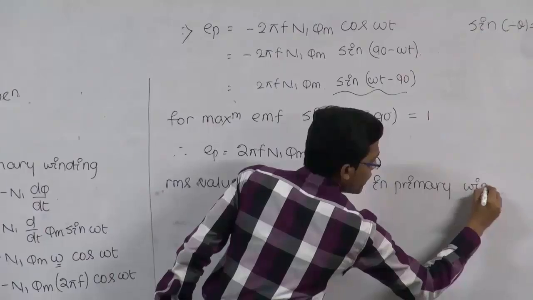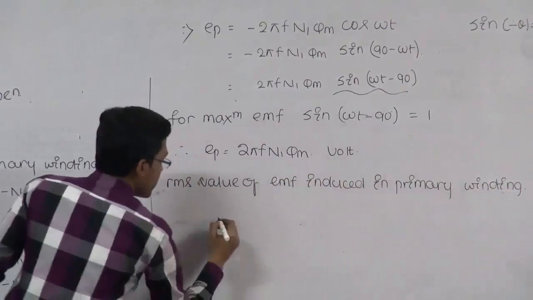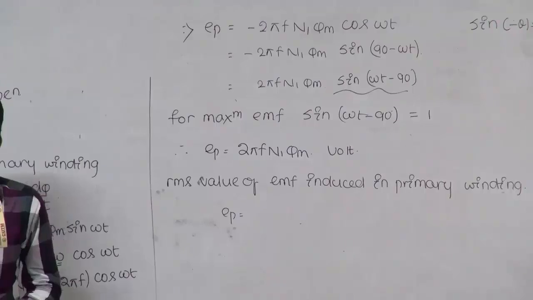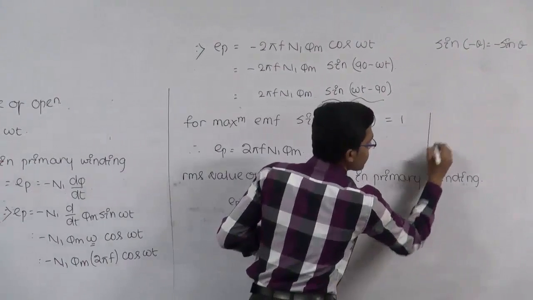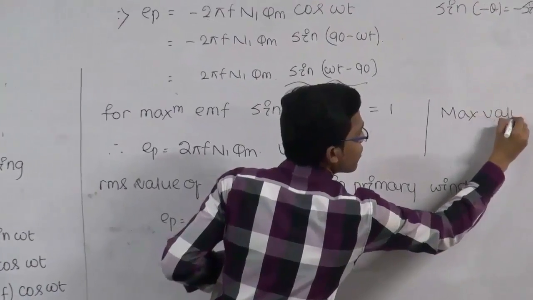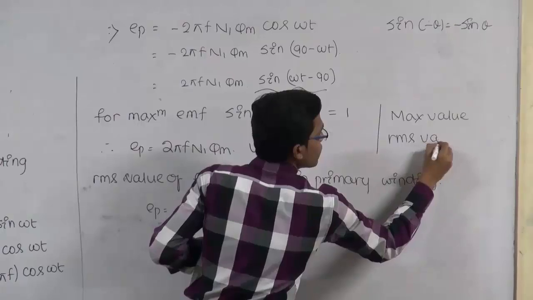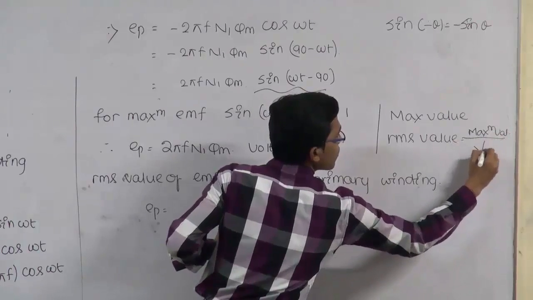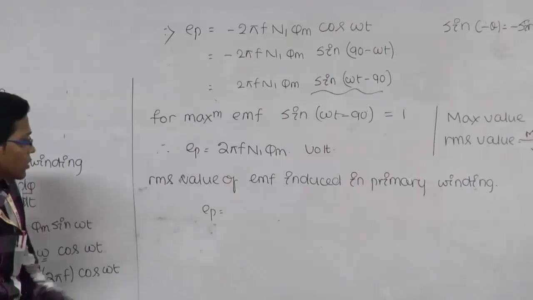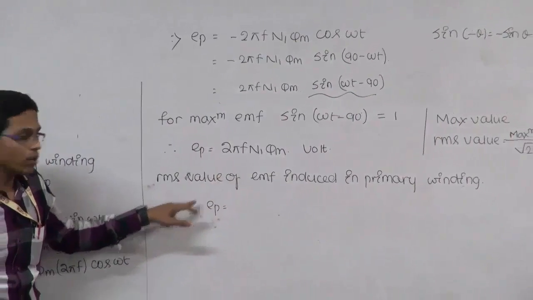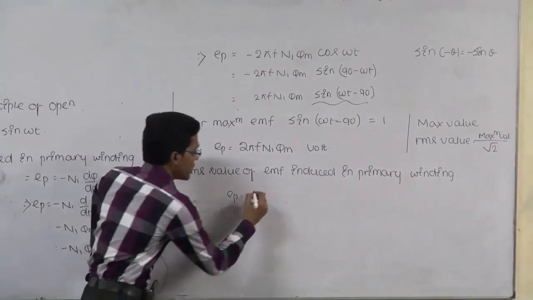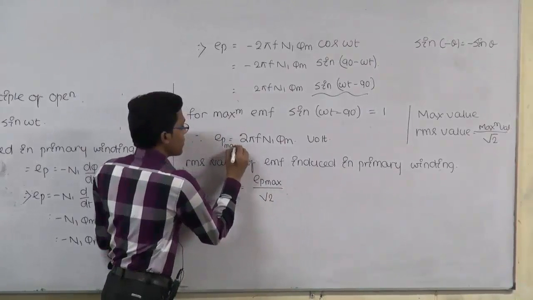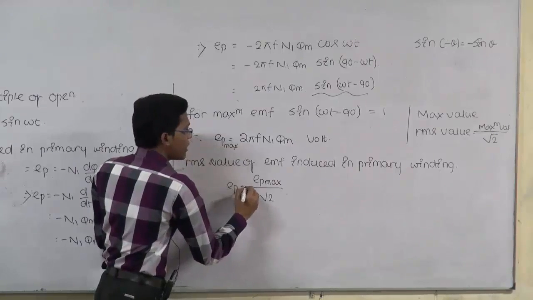The RMS value of EMF induced in the primary winding is given by EP. If you know the maximum value, how do you find the RMS value? You have to divide the maximum value by root 2. We know the maximum value is this one, so the RMS value is EP maximum divided by root 2. Take this one as EP maximum and this one as EP RMS, so that you can find the difference between these two.